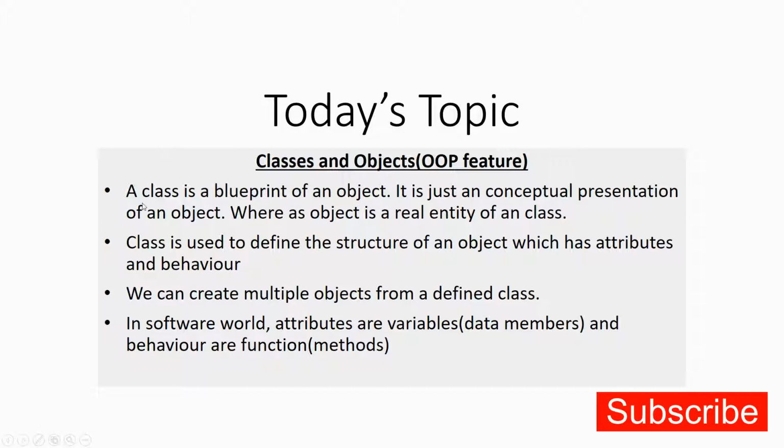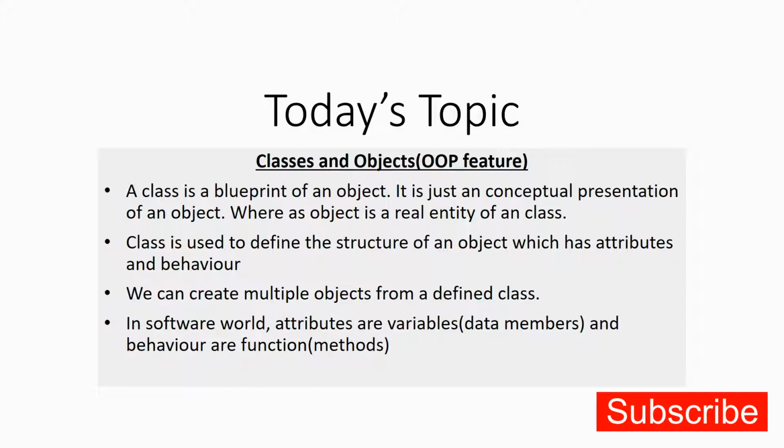We will just go through the points first and then we will take some examples. A class is a blueprint of an object. That's the theoretical part and we are going to understand how to do this. It is just a conceptual representation of an object, whereas an object is a real entity of a class. First we understand what a class is, create a class, and then from that class we create objects. So first we create a class and then out of that class we can create multiple objects.